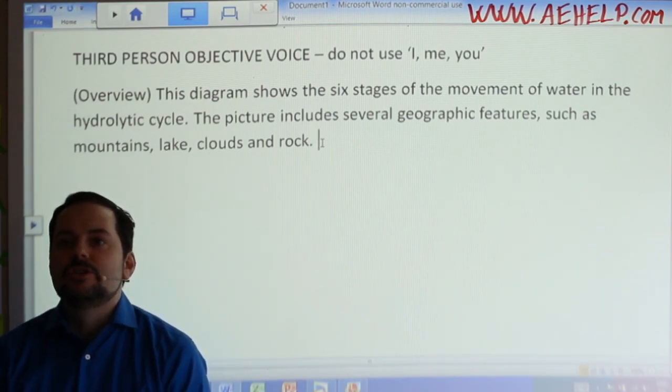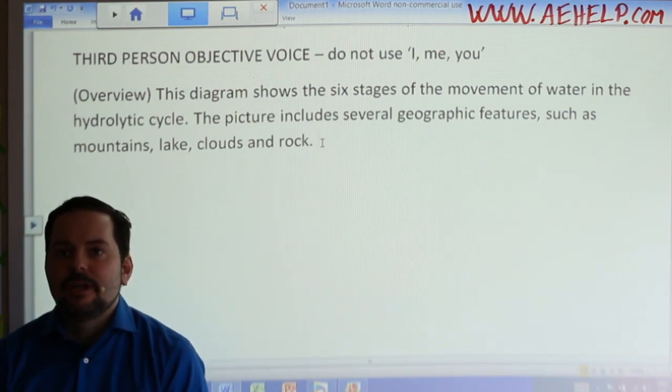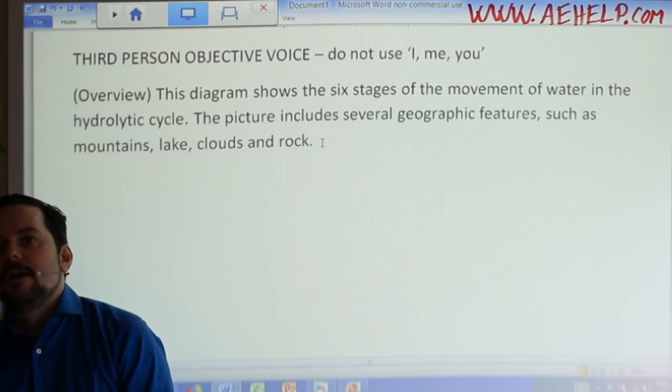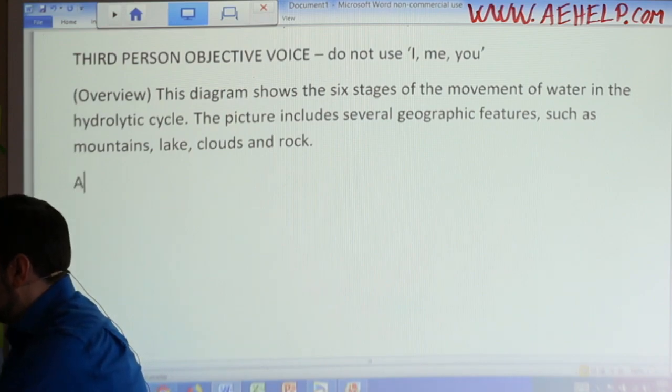I didn't mention the surface water. The surface water here is the lake. But again, I don't need to mention everything. It's just an overview. Don't forget, I'm going into the analysis right now. So that's the next step.